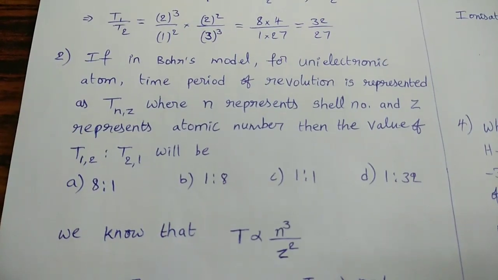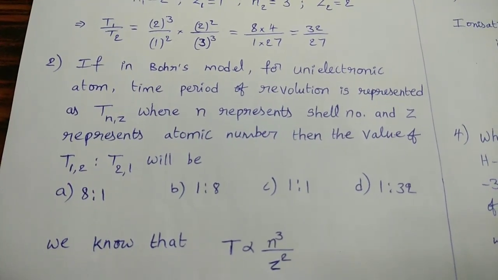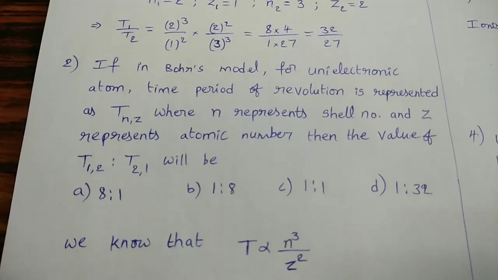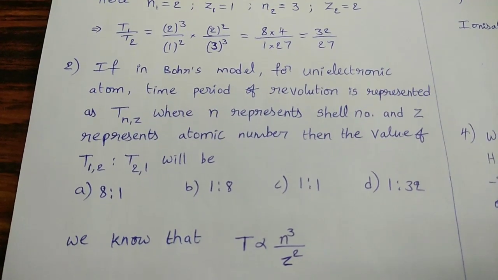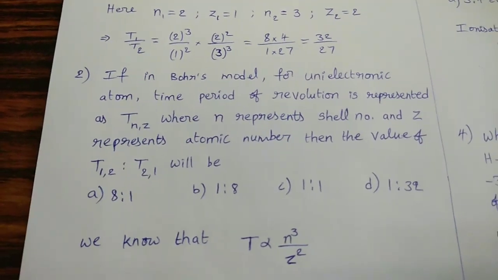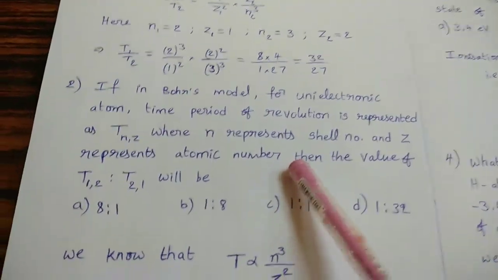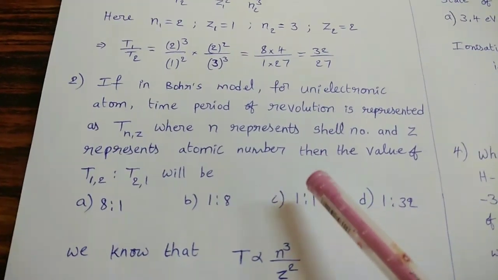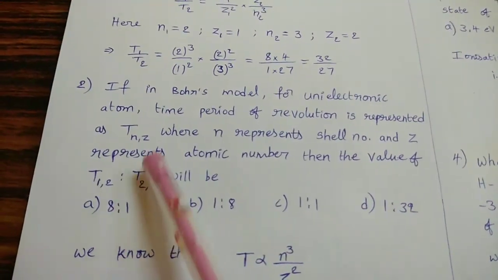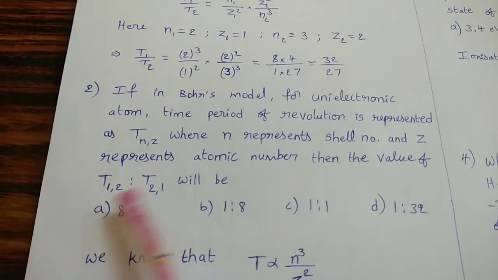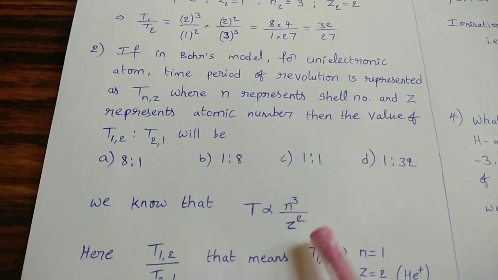Next, if in Bohr's model for a unielectronic atom, the time period of revolution is represented as T(nz), where n represents the shell number and Z represents the atomic number, then the value of T12 to T21 will be. See, it is somewhat a different question because they did not mention a particular element or ion, but based on these n, Z values we can calculate the time period ratio. We know that time period is directly proportional to n cube by Z square.